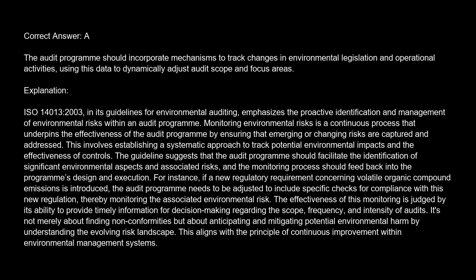This involves establishing a systematic approach to track potential environmental impacts and the effectiveness of controls. The guideline suggests that the audit program should facilitate the identification of significant environmental aspects and associated risks, and the monitoring process should feed back into the program's design and execution. For instance, if a new regulatory requirement concerning volatile organic compound emissions is introduced, the audit program needs to be adjusted to include specific checks for compliance with this new regulation, thereby monitoring the associated environmental risk.